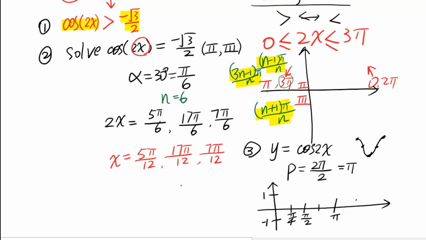Since the domain for this inequality is x greater than or equal to 0 and less than or equal to 3 pi over 2, therefore this will be 3 pi over 2. Let's find those 5 points. 1, 2, 3, 4, 5. Keep going. You will get this. Let's connect these points.